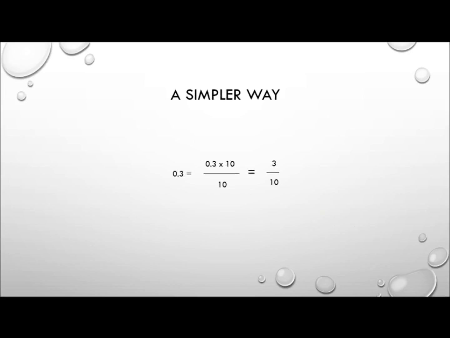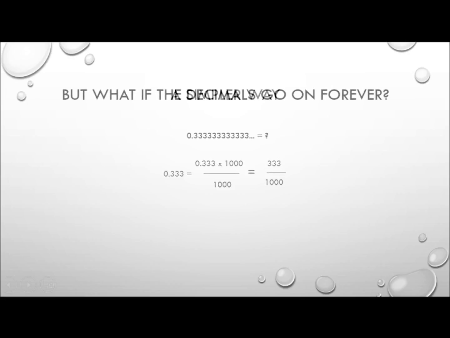A simpler way is just to multiply by 10 and then divide by 10. So you've got 0.3 is the same as 0.3 times 10 over 10, which is the same as 3 over 10, or 3 tenths. Or if there are two decimal places, we just multiply by 100 and divide by 100. So 0.33 is the same as 0.33 times 100 over 100, which is 33 over 100. Again, if we've got three decimal places, we just multiply by 1,000 and divide by 1,000, and so on and so forth. But what happens if the decimal places go on forever?